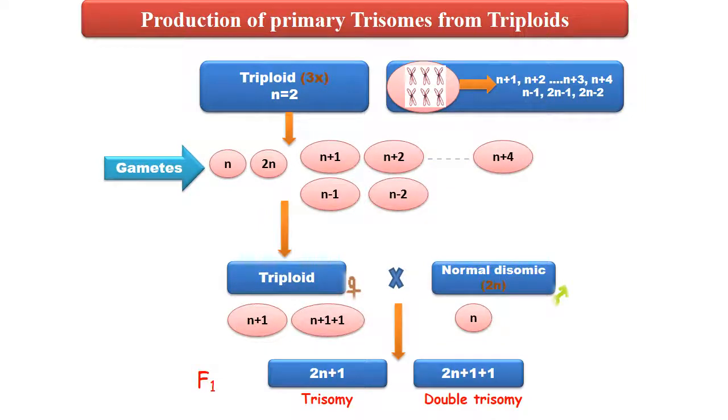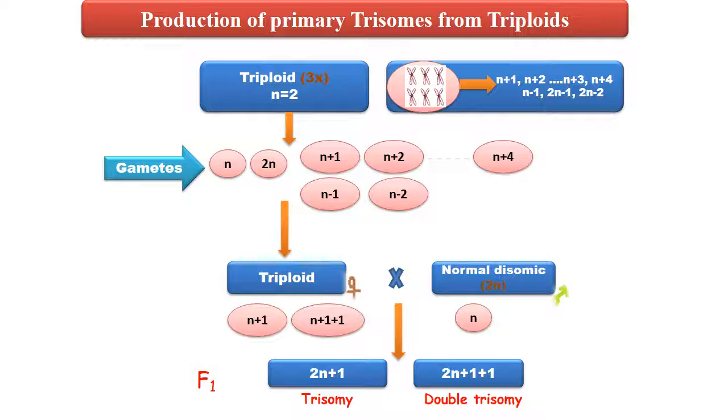Coming to production of primary trisomics from triploids. When triploids are observed, what will happen? When gametic conditions are observed, it may give N and 2N condition, and in the further segregation it may give N plus 1, N plus 2, N minus 1, N minus 2.